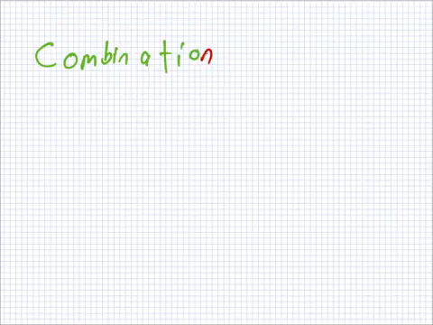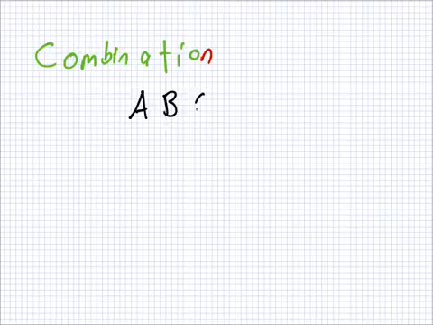Combination. So let's start with a small enough example. We have 4 people and we want to choose 2 of them for a team. So we don't actually care about the order. The team AB is the same as the team BA. So the order is not important here.